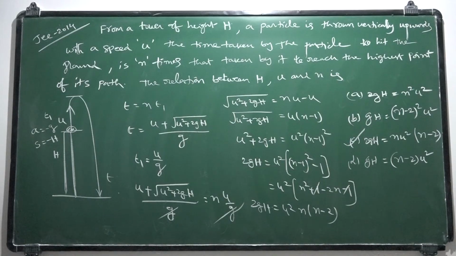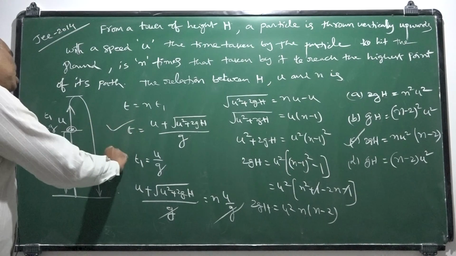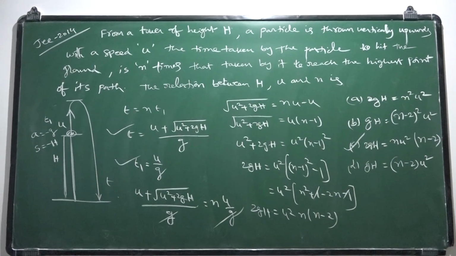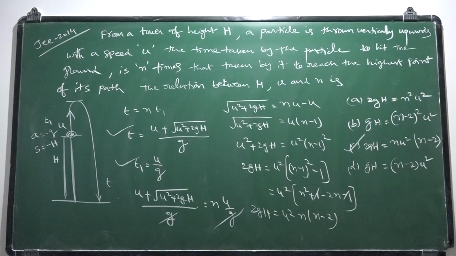Very simple solution it is. By knowing the basic idea for time of ascent for a vertically projected body and time of flight for a vertically projected body from top of a tower, only mathematical simplification leads to the required result. I hope everybody understood the applications I discussed so far. Try to implement those applications for solving various problems given in previous competitive questions. Thank you.